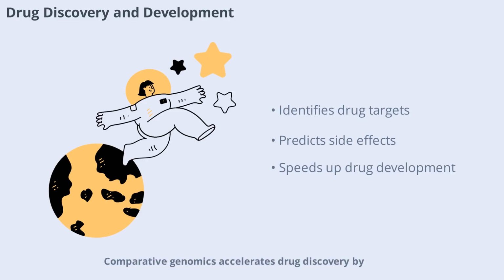Comparative genomics accelerates drug discovery by identifying conserved drug targets across species. By studying how different organisms respond to drugs, researchers can predict potential side effects and optimize drug design. This approach reduces the time and cost of bringing new medications to market, ultimately benefiting patients and healthcare systems worldwide.